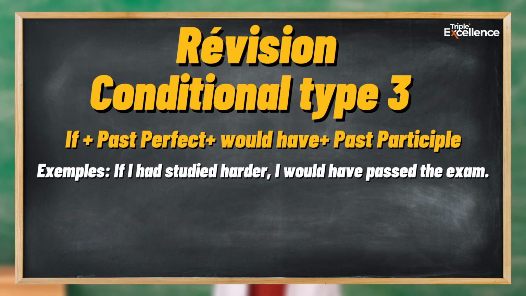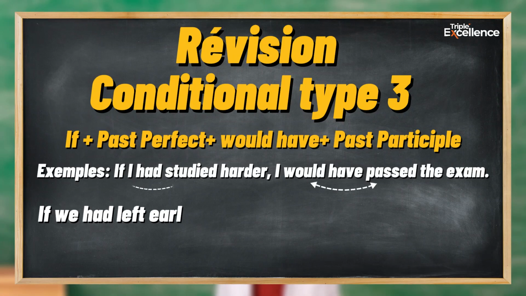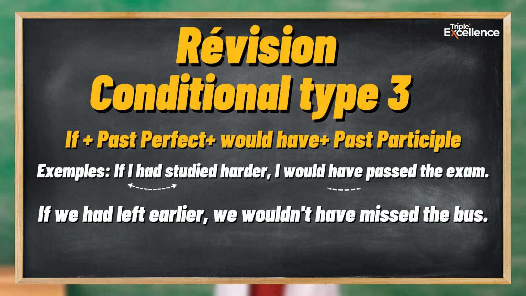If I had studied harder, I would have passed the exam. If I had studied, the past perfect of to study, I would have passed the exam. Would have plus the past participle of the verb to pass, which is passed. If we had left earlier, we wouldn't have missed the bus. Had left is the past perfect tense of the verb to leave, and wouldn't have plus PP of the verb to miss, which is missed.